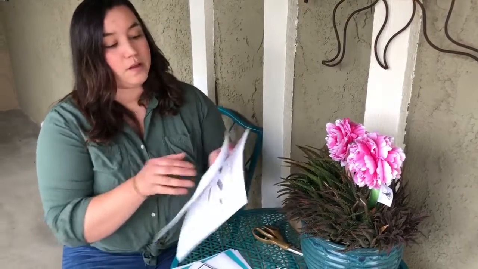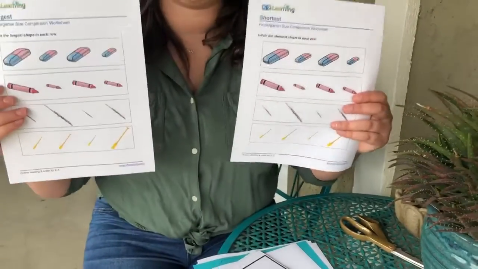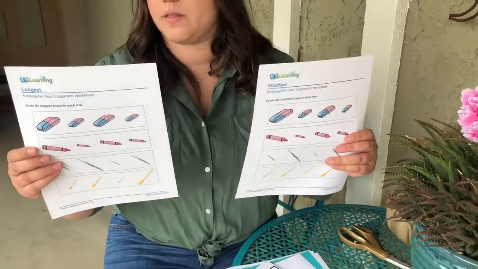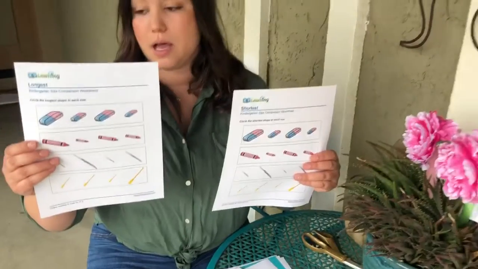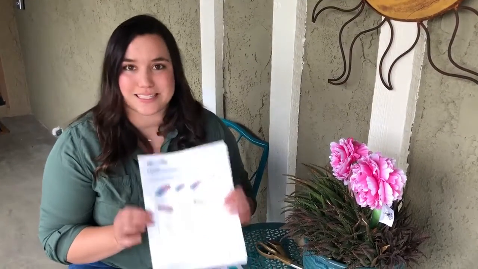My next assessment is just different worksheets. So I have a longest and shortest comparison sheet. They're pictures of the same items, but one part of the lesson we'll be talking about what's longest, and we'll be talking about which item is shortest. And again, please initial these with your child's initials and send me a picture of them so I have those work samples.